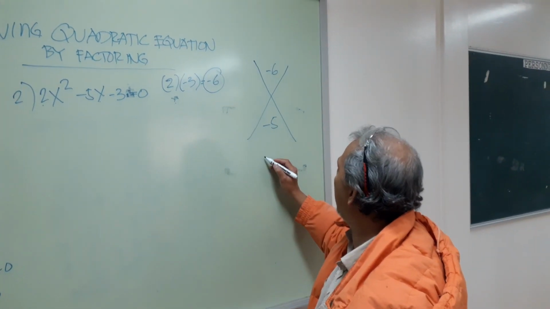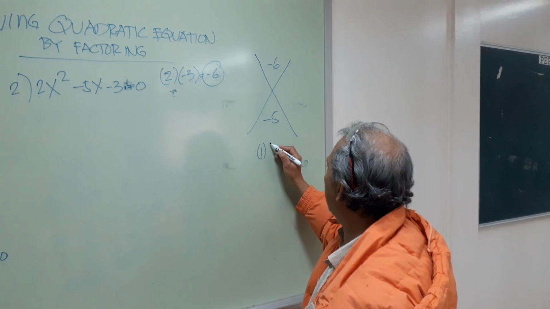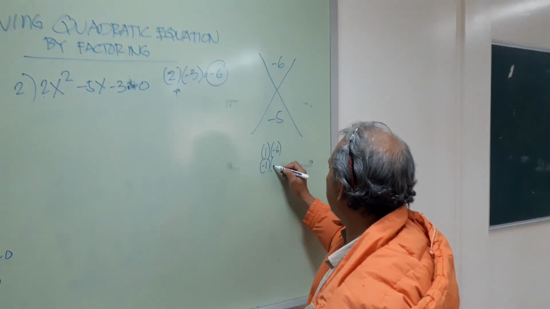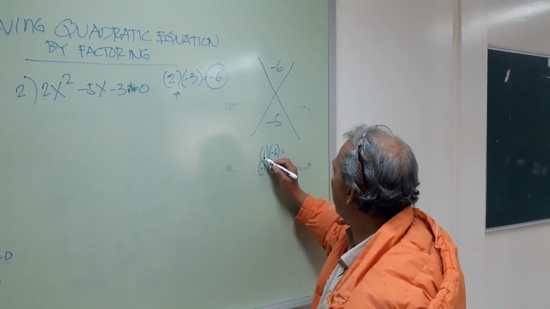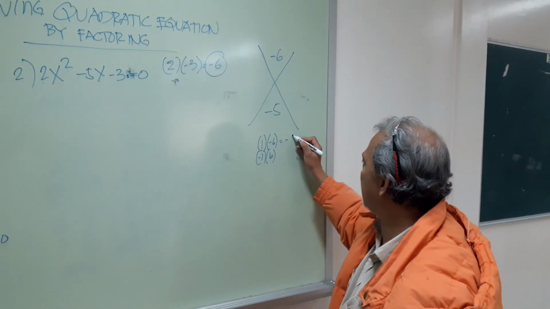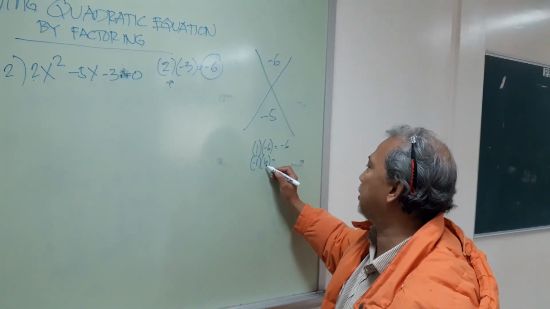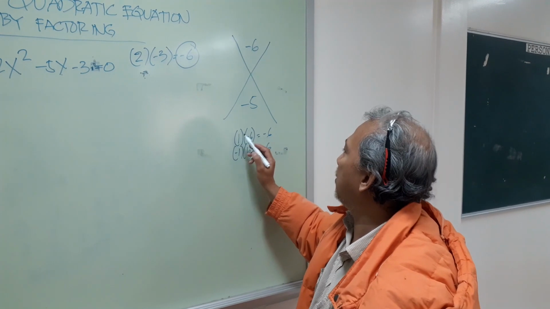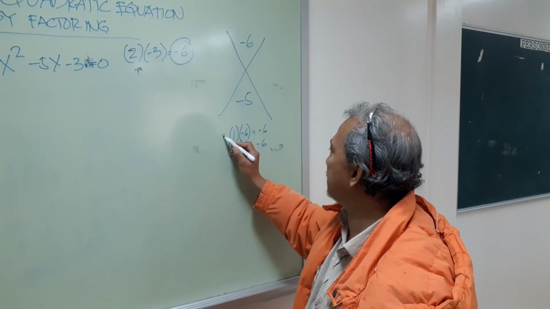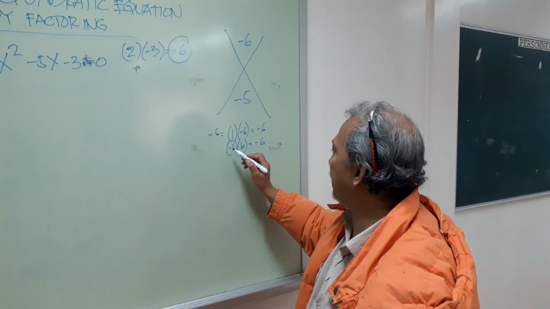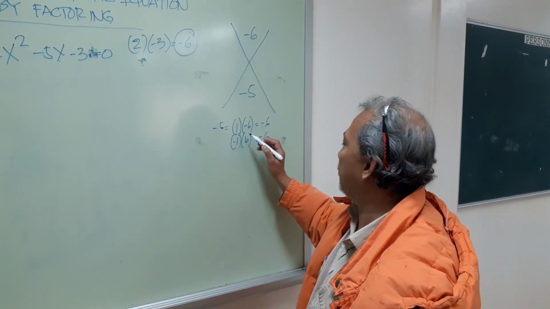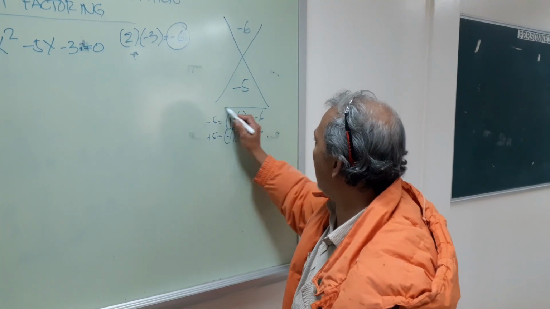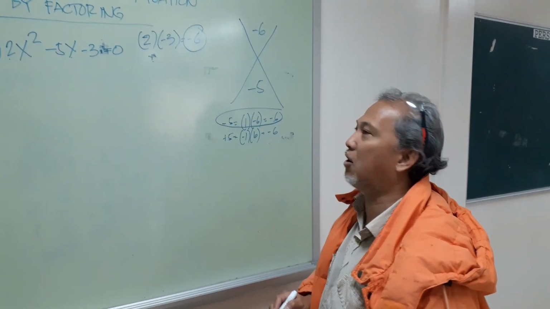So, these numbers are positive 1 times negative 6 and negative 1 times positive 6. So, negative 1 times negative 6 is negative 6. Negative 1 times 6 is negative 6. Let's add. 1 plus negative 6 is negative 5. Negative 1 plus positive 6 is positive 5. So this is our correct pair of numbers.